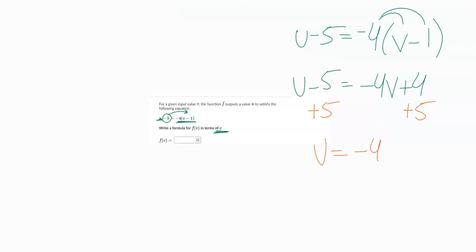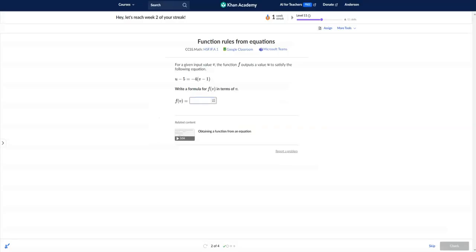So first thing we do is distribute this negative 4 into both these terms. So negative 4v, and negative 4 times negative 1 is positive 4. And our last step is to add 5 to both sides. So u by itself equals negative 4v, and we get positive 9. So negative 4v plus 9. I'll do one more actually.